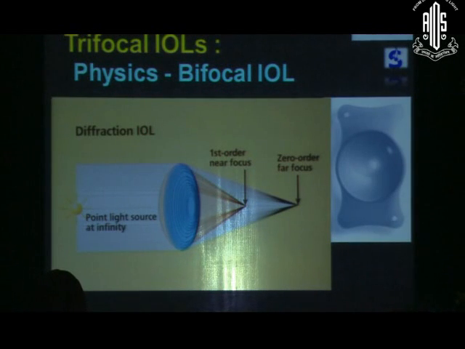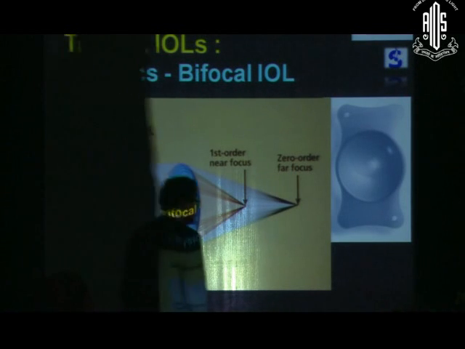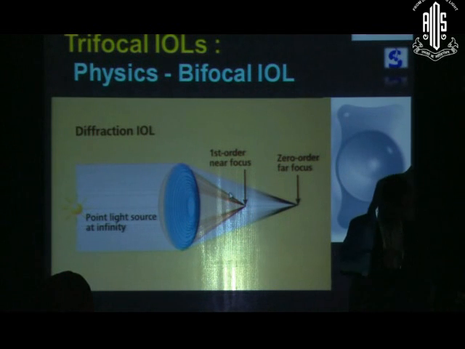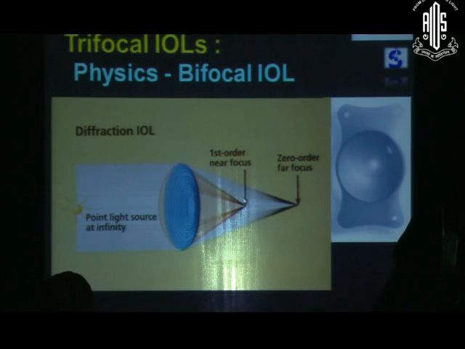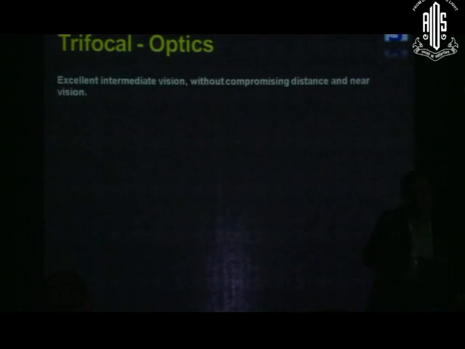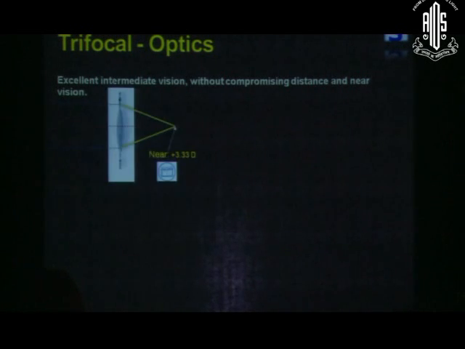Now the trifocal lenses have come. You can see here the bifocal lenses. The first order for the near is focused here, and for the far it is here. But in trifocal, you can see it's excellent intermediate vision without compromising distant and near. You can see here the parallel rays are here.